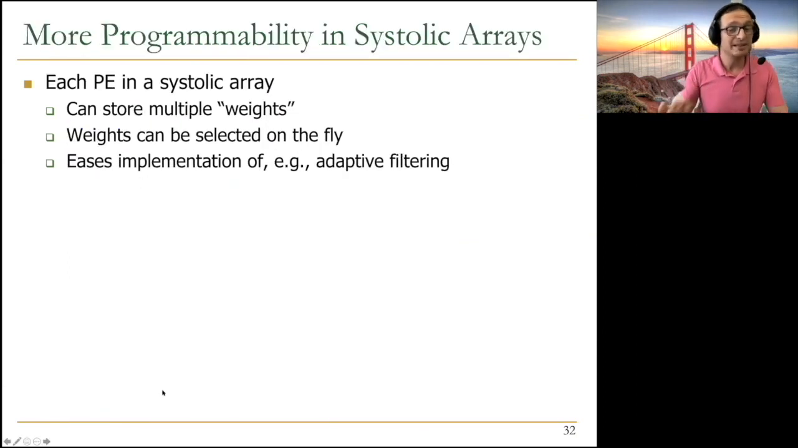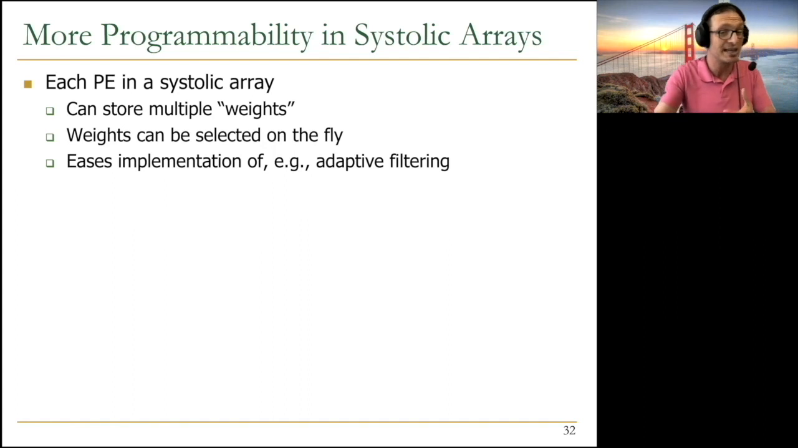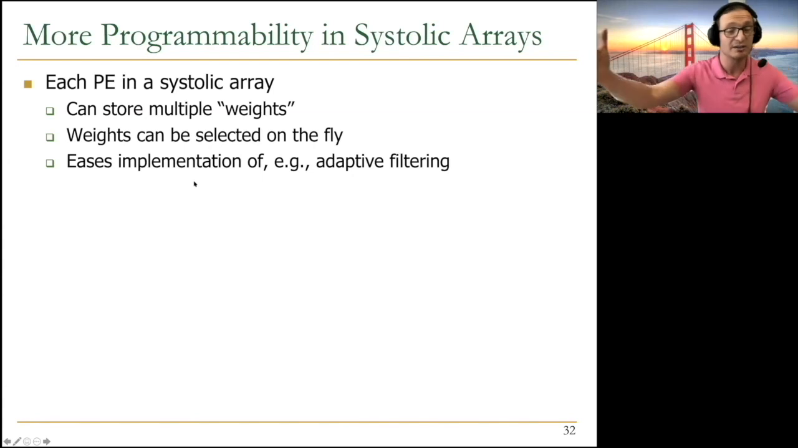Okay, so people later tried to improve programmability in systolic arrays. Basically, each processing element in the systolic array was changed to store multiple weights. Weights could be selected on the fly, for example. This could answer some of your questions, for example. How do you decide which weight to use? If you want to do adaptive filtering, for example, you may want to decide one weight set or another weight set. So people added more programmability inside the systolic array to ease the implementation of different operations and maybe make the systolic array more general.